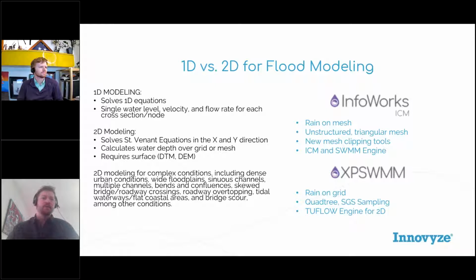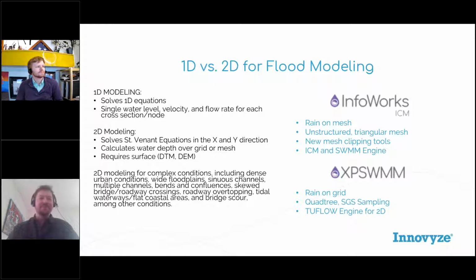So that's the last point. It does require some type of surface, and I know Ryan's going to touch on that in terms of what data he used for this analysis. There are some options there, and I know Ryan's going to touch on maybe some of the benefits of one versus the other. Already kind of touched on some of the conditions you might use a 2D analysis for.